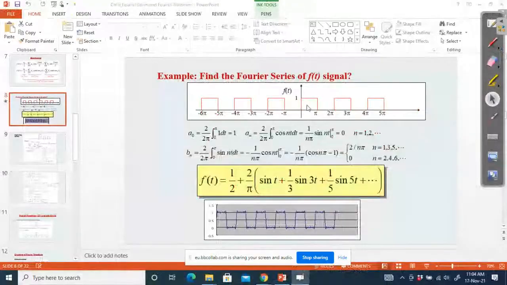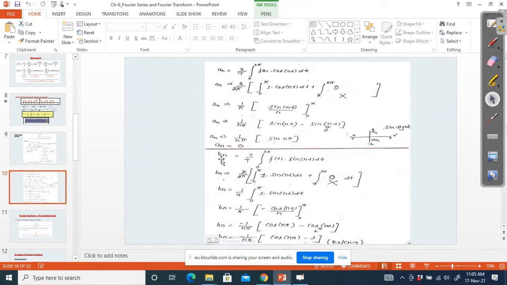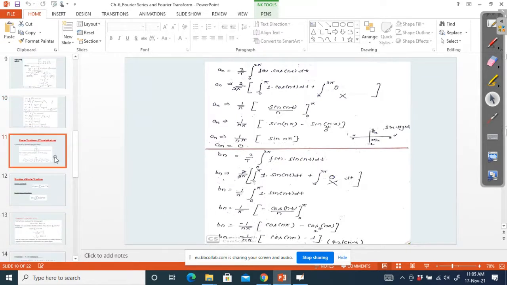Now this same example I solve here step by step. You can see the same example step by step. Now you can see here, a Fourier series, same example.